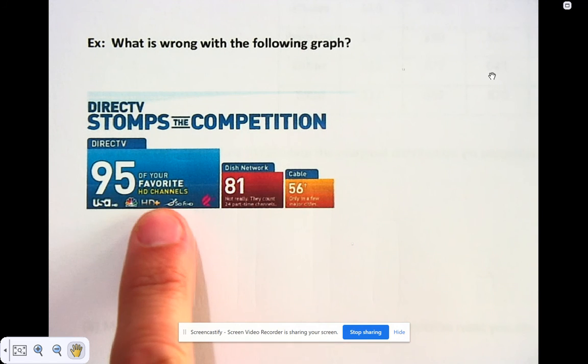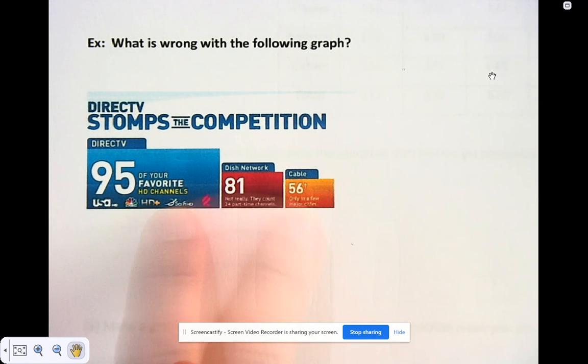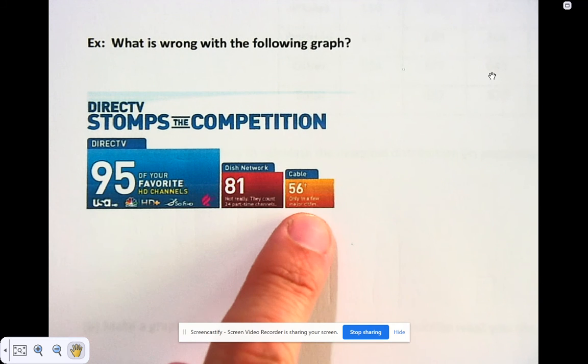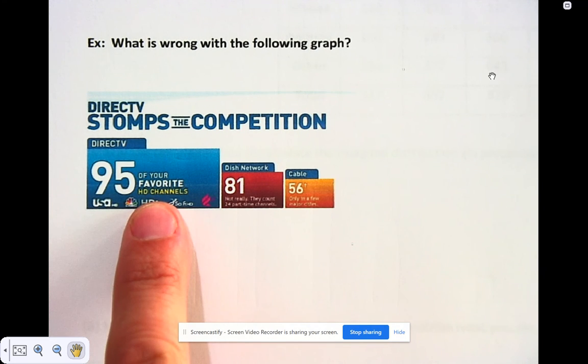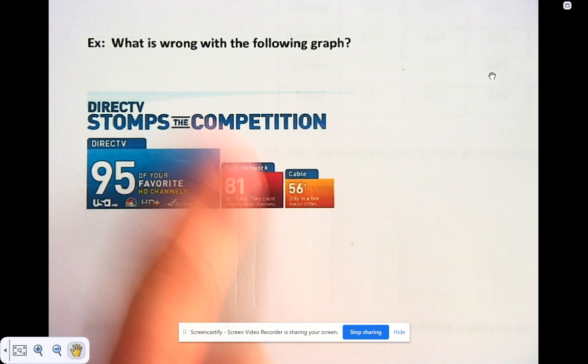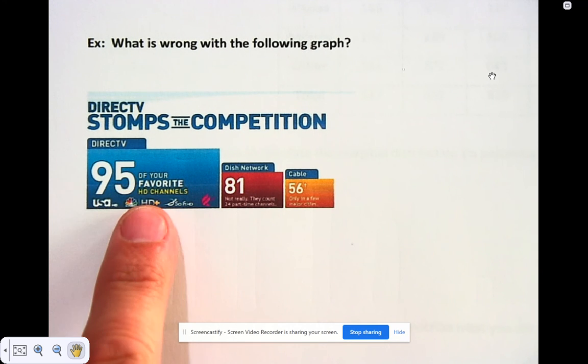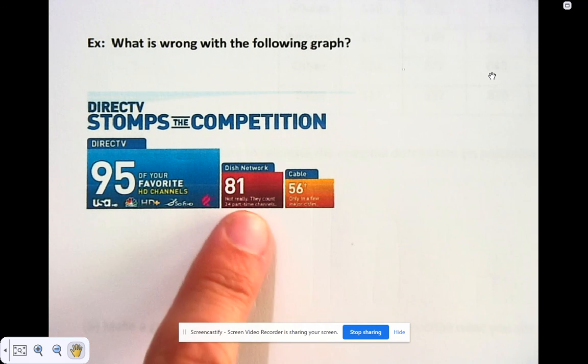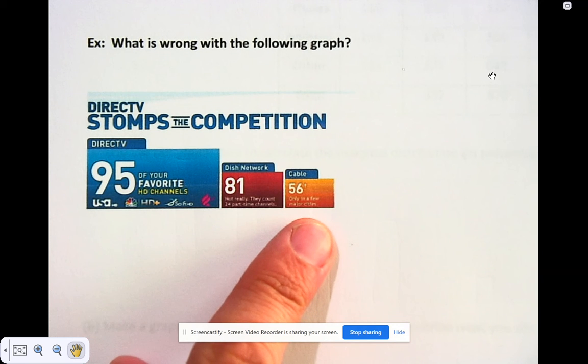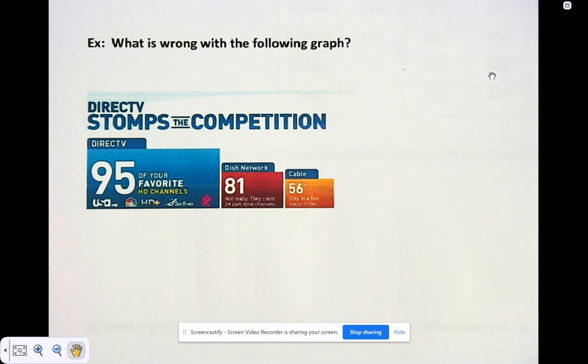This rectangle is clearly way bigger than twice the size of that. And if you double 56, you're over 95. Okay, so this is to catch your eye and make you believe that DirecTV is much better than Dish Network or cable. And everybody else thinks so too, right? So it's just a marketing ploy.